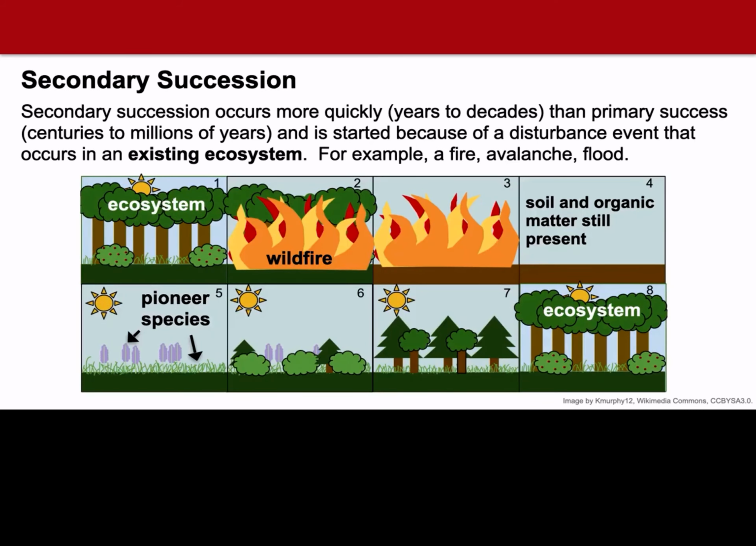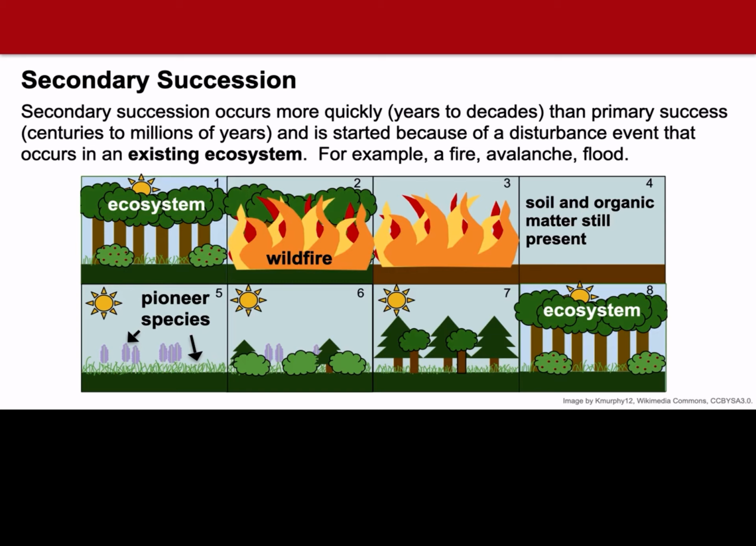Secondary succession occurs when a mature ecosystem has been disturbed by an event such as a wildfire, flood, or avalanche. This type of succession typically occurs at a much quicker pace than primary succession. This is for a few reasons. One, there are already soil, organic matter, root systems, and a seed bank present in the landscape, which allows for quicker regeneration of the community.